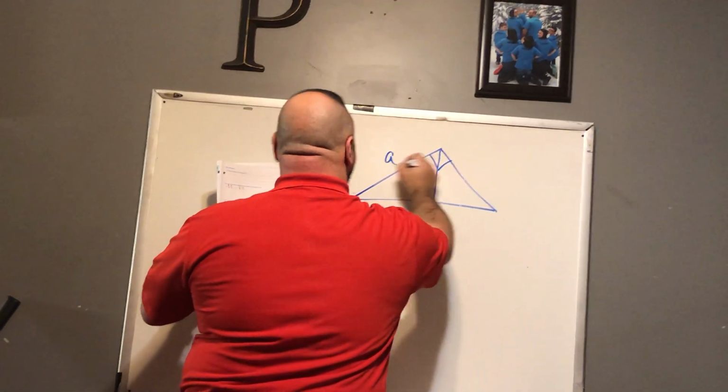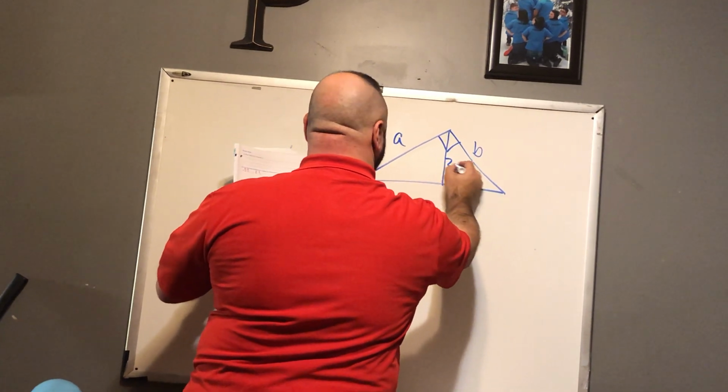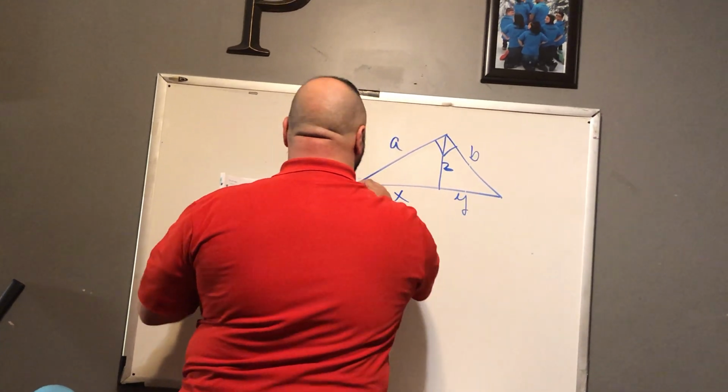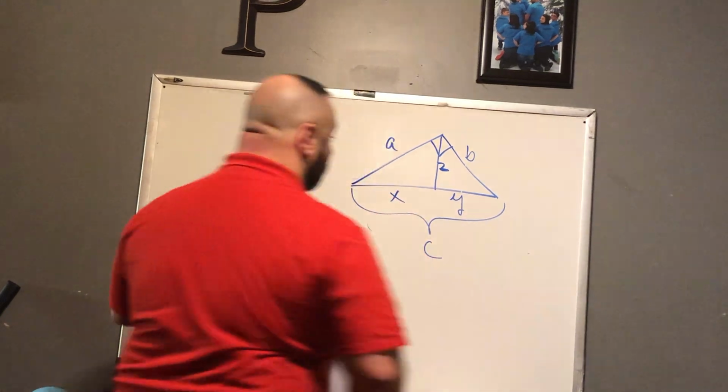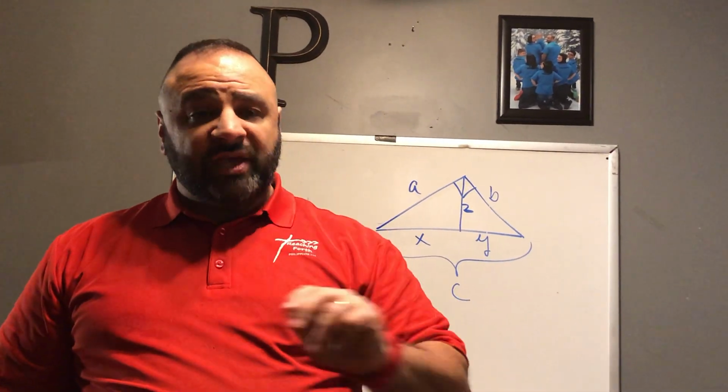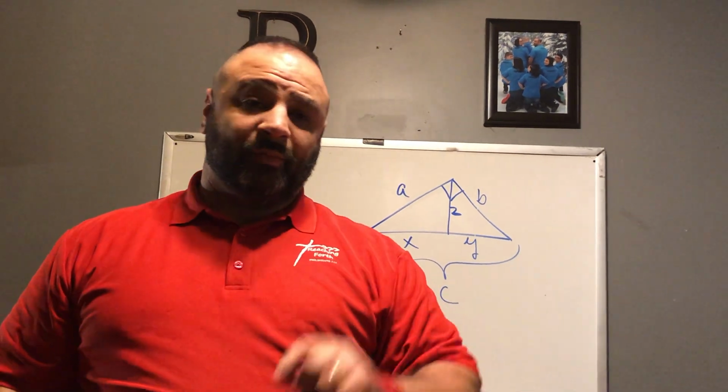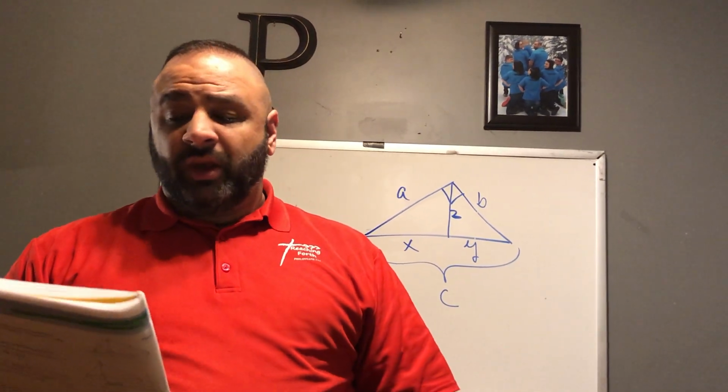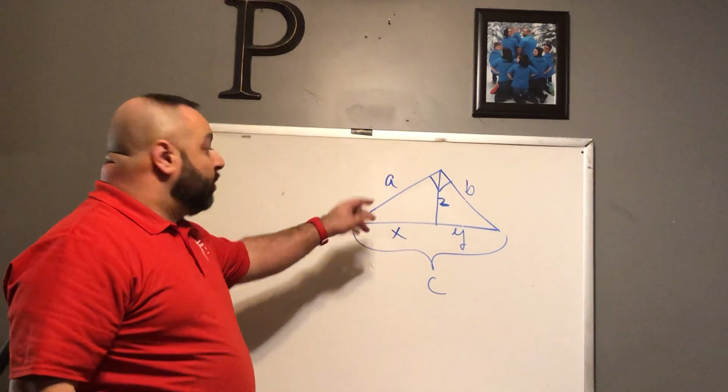Okay, we have A, B, Z, X, Y, and here is the length of the hypotenuse. Now let's form two proportions based on Corollary 2 of Theorem 92. All right, so what's the geometric mean?